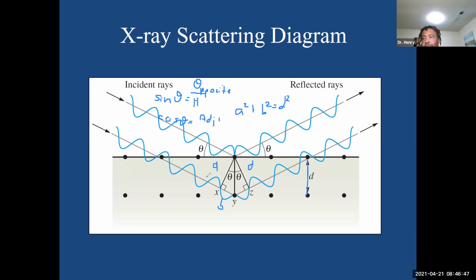Okay, so if this is point X, this is point Y, this is point Z, the sine would be opposite. So the opposite would be the length from X to Y, over the hypotenuse, which is D, that distance from top to bottom. So sine theta is going to equal XY over D. Which happens to be the same thing if we use Z, so it'd be the same way.